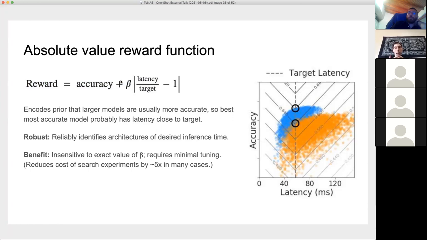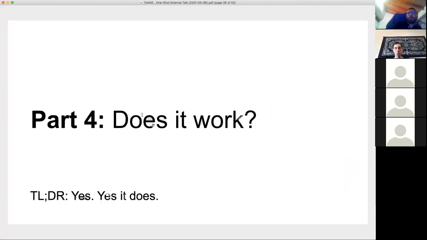So even though we still have this extra hyperparameter, it's one that needs to be tuned much, much less often. And so in many cases, this actually reduces the cost of running searches by a factor of around 5, because we no longer need to grid search over different values of beta. So those are some of the ideas that we've had in this work to improve accuracy and reduce the need for hyperparameter tuning.